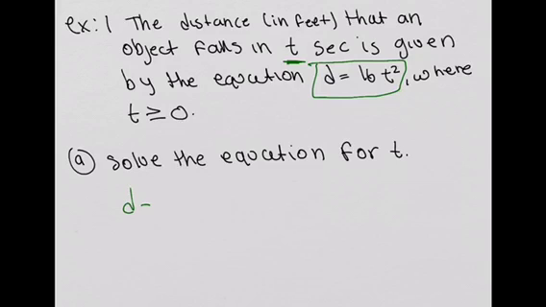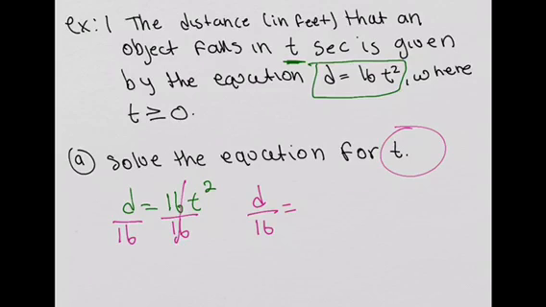So let's go ahead and write my equation here. d equals 16t squared. I need to solve for t. So the first thing I'm going to do is divide by 16 because I want to isolate the variable that I'm looking for, which is t in this case. So I have d over 16 equals t squared. Now, in order to cancel the square, I need to square root both sides. Okay, that will cancel. So t equals the square root of d over 16.